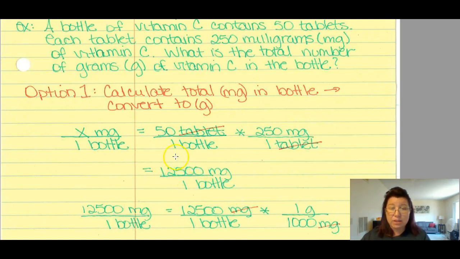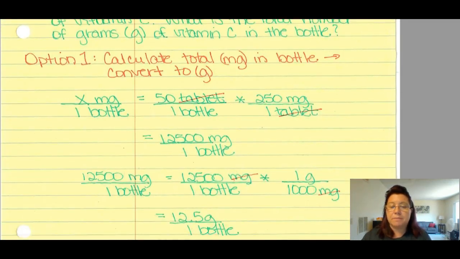Now that we know how many milligrams per bottle, I can convert the milligrams over to grams. So for every 1 gram, there's 1,000 milligrams. That's not that hard. Milligrams disappears. I divide by 1,000, I get 12.5 grams per bottle.